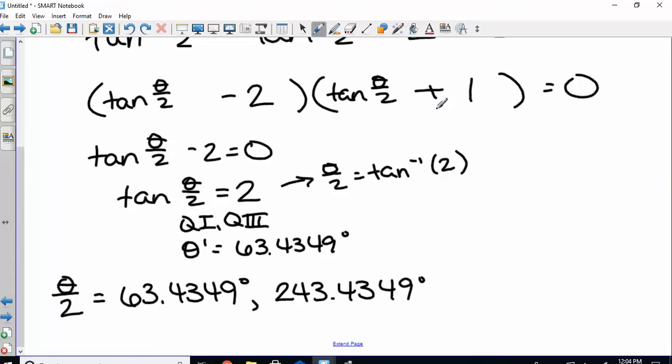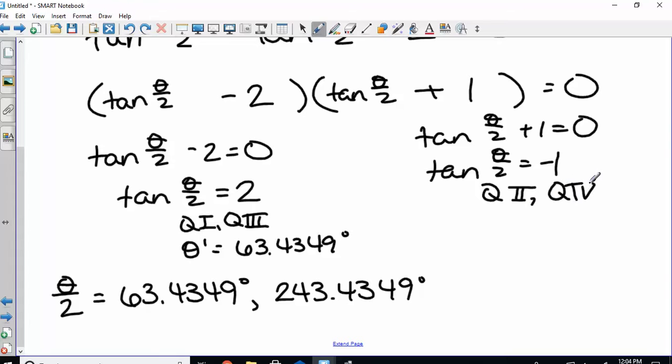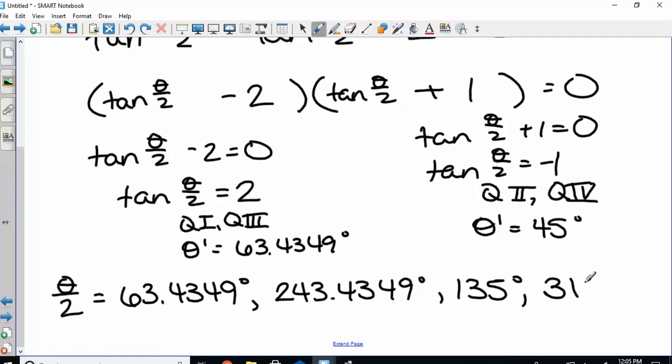Okay. Now we solve the other one. Tangent of theta over 2 plus 1 equals 0, so tangent of theta over 2 equals -1. We don't need a calculator, we know this. Tangent is negative in quadrants 2 and 4. Reference angle, so 45 degrees. In quadrant 2, 180 minus 45 is 135. In quadrant 4, 360 minus 45 is 315.